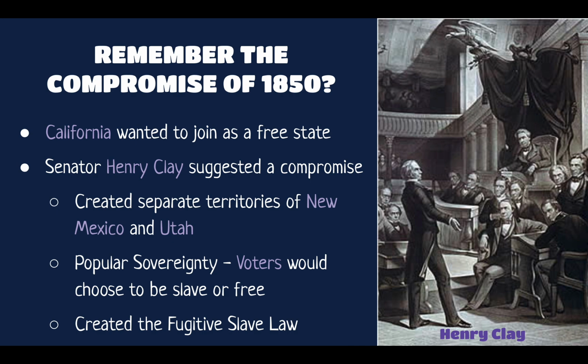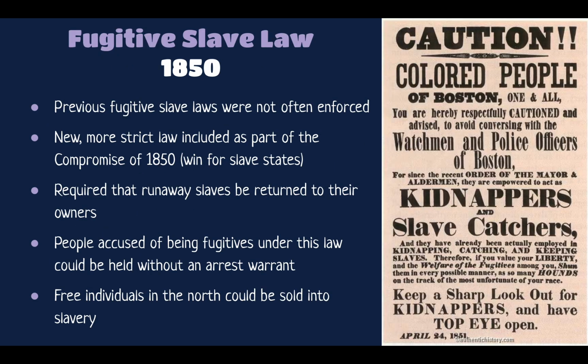So Northerners are happy with this compromise because they get a free state. Both sides are somewhat happy about popular sovereignty because depending on the outcome of the vote, they may get the outcome that they want. But the South is going to be very happy. The slave states are going to be very happy about this fugitive slave law. So there had been fugitive slave laws in the United States in the past.